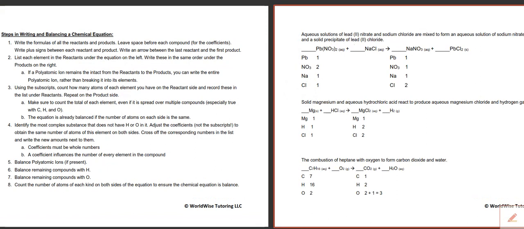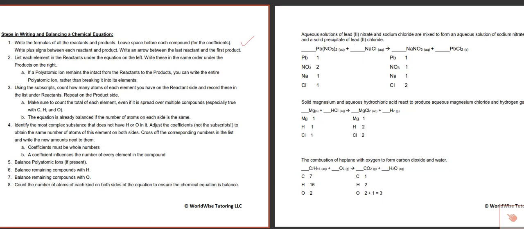Our first step with any problem is to read the question. We have aqueous solutions of lead 2 nitrate and sodium chloride that are mixed to form aqueous solution of sodium nitrate and a solid precipitate of lead 2 chloride. Our first step when we're writing and balancing a chemical equation is to write the unbalanced chemical equation by listing out all the reactants and products. Notice that I left space before each compound, and I also put plus signs to separate them and an arrow to separate the reactants from the products. That's what step number 1 is.